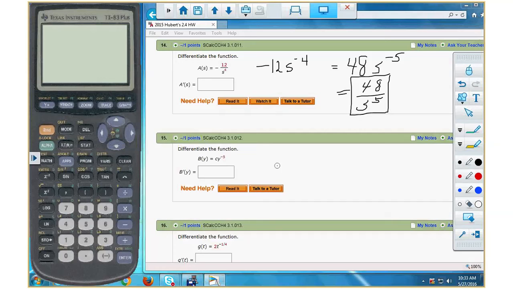This one, why would somebody freak out about this one? Because it's not an X. I never thought about that. But because of that C, I don't know what to do with that.